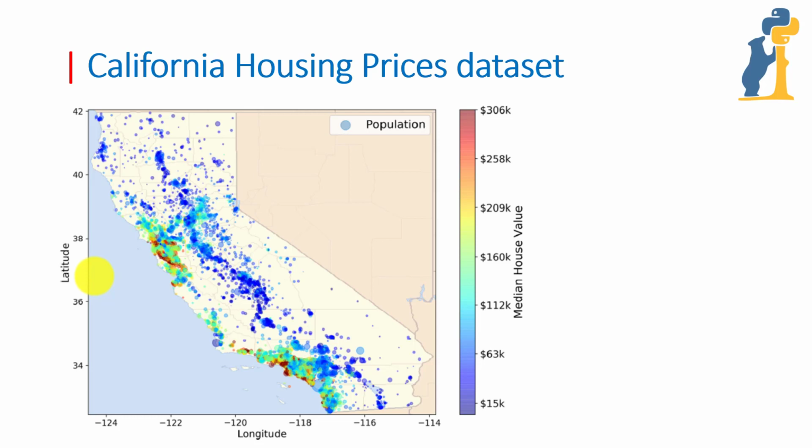In machine learning, your model should learn from this data and be able to predict the median housing price in any district given all the other metrics. But here in data analysis, we are interested in visualizing and analyzing data. As you see here in this map of California, this is the longitude and latitude, this is the median housing value, and this is the population.